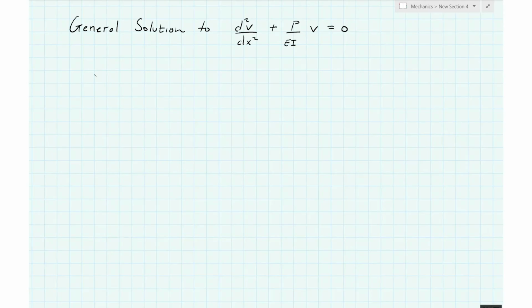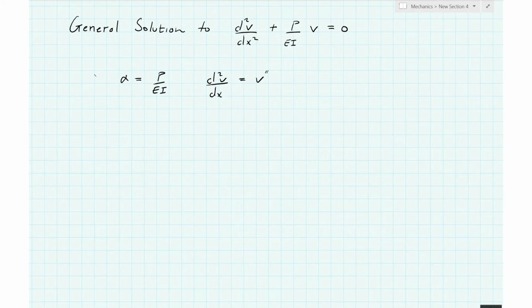So our task now is to work out how we arrive at the general solution to this second order differential equation. So we're going to start off first of all by making this thing easier to look at. For simplicity, I'm going to say let alpha equal P over EI, and I'm just going to replace the second derivative of v with alternative notation. So we're going to say that is equal to v prime prime. Okay, so very typical notation.